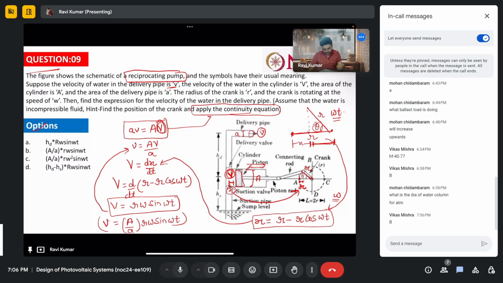And this is the R omega sine omega t. This is the expression. So this expression is representing the velocity of water in the delivery pipe. That is the v. Yes, B, we got it right. B is the correct answer here.